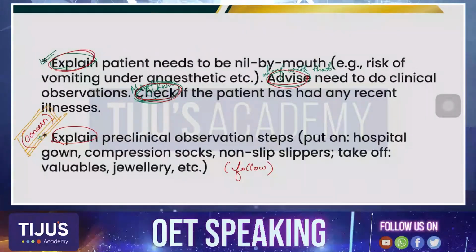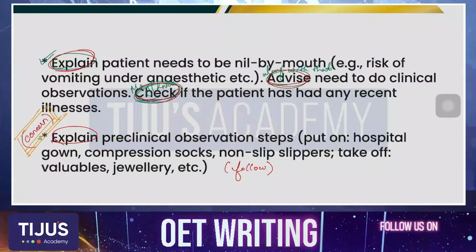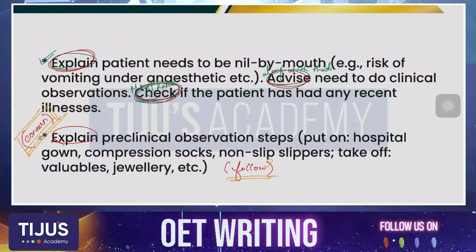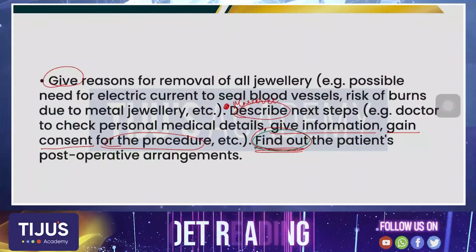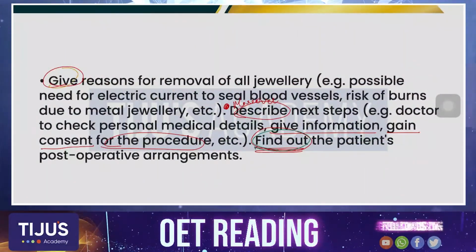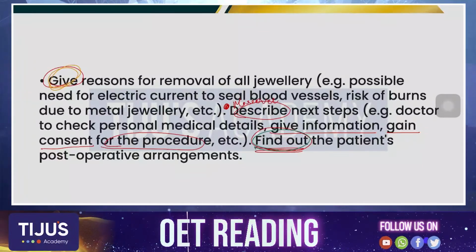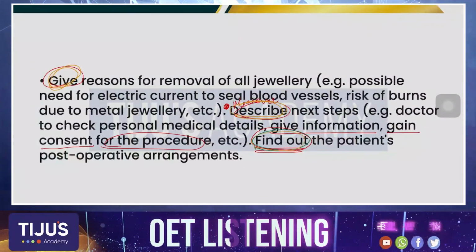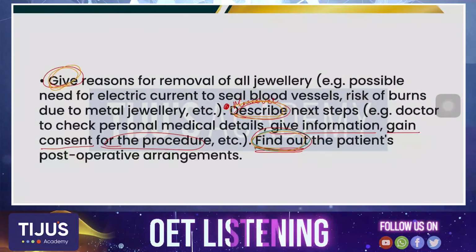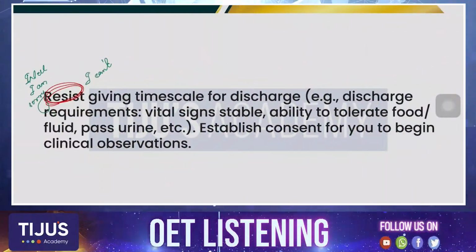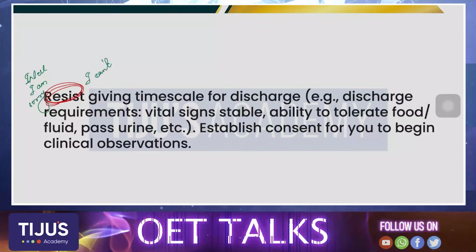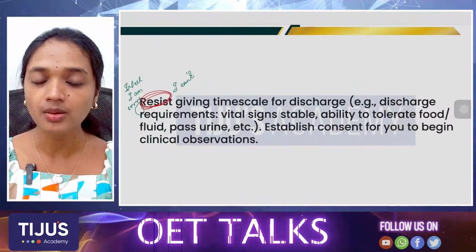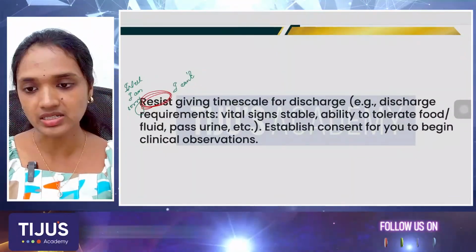Then we explained the importance of going with the preclinical observation steps. We asked whether the person will be able to follow the instructions, and gave the information based on that reply, whether the person is willing or not. Then we described the next steps to the person, and finally raised one more question from our side, collected information and came to know that the person is raising an inquiry. Then we finally concluded the task. And how should you conclude the task? By seeking consent from the patient.